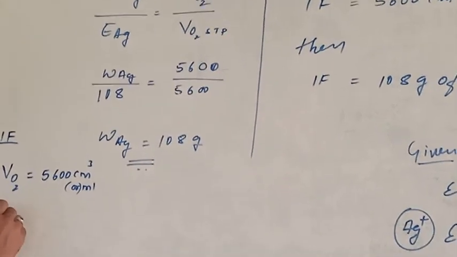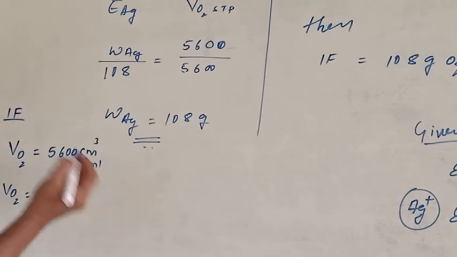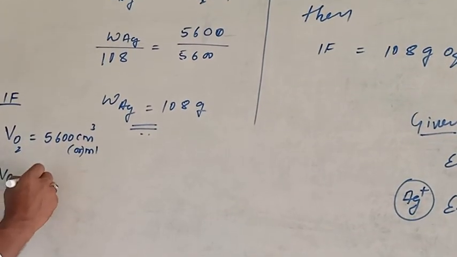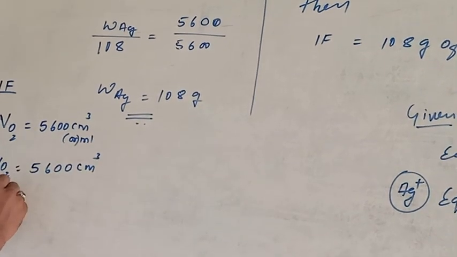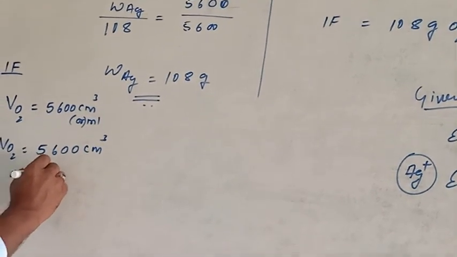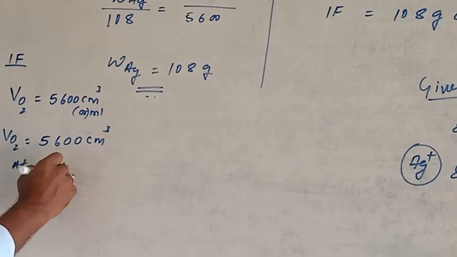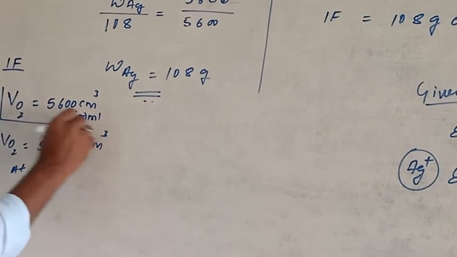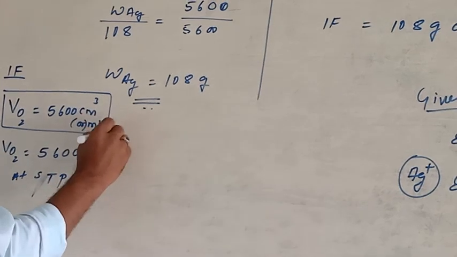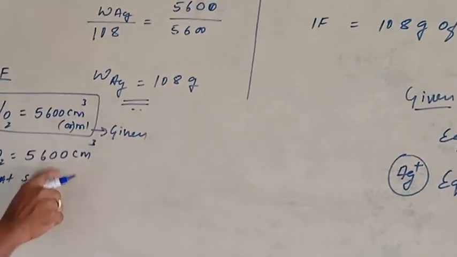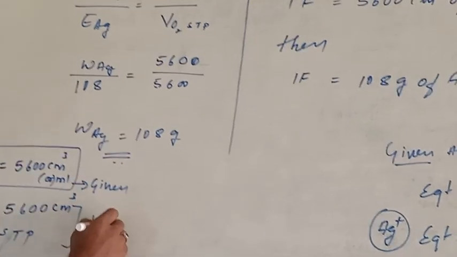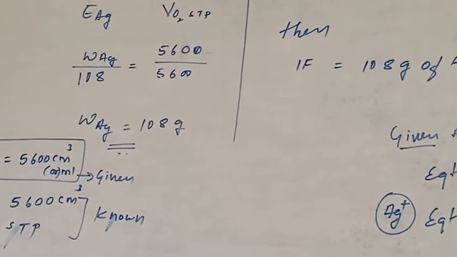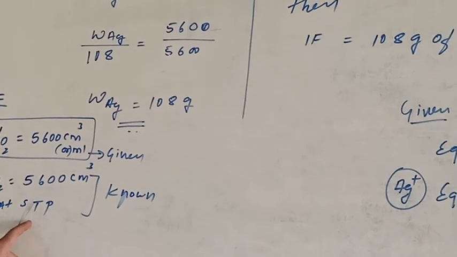That means the volume of oxygen presently in the problem is given as 5600, and the volume of oxygen at STP is also given, which is a known value, 5600 cm3 at STP. This value is given, and this value we know, it is a known value.